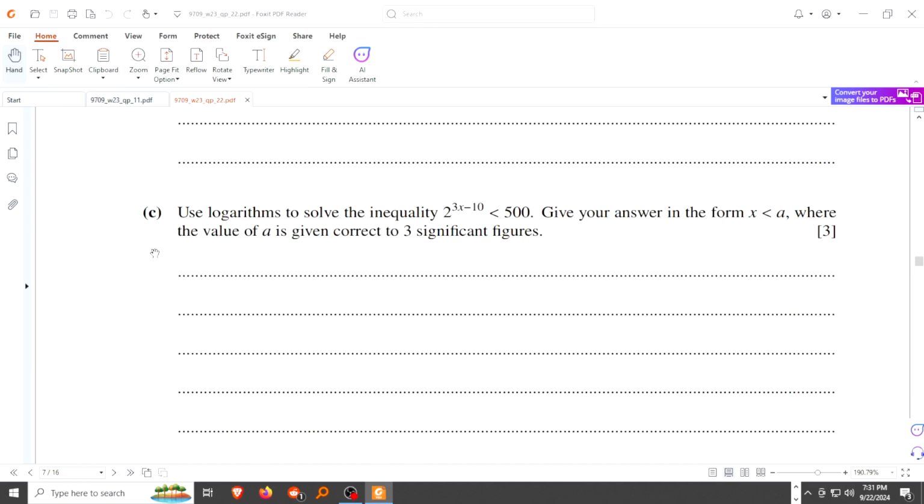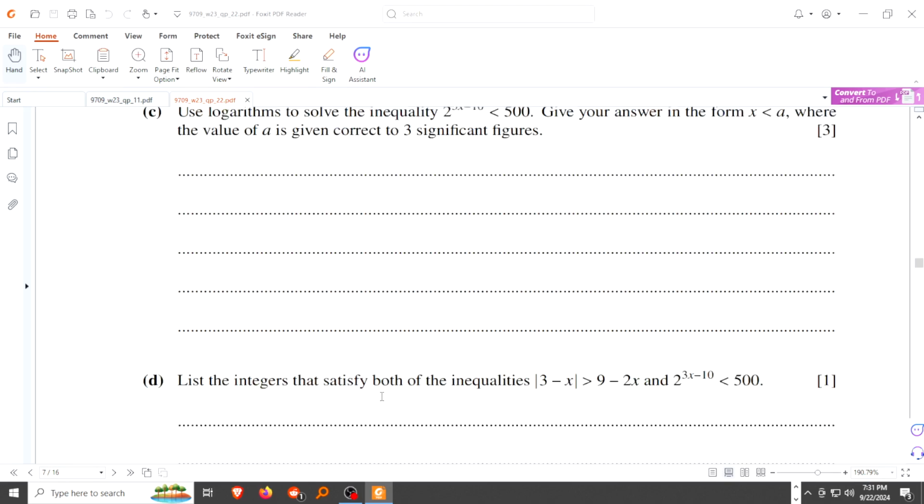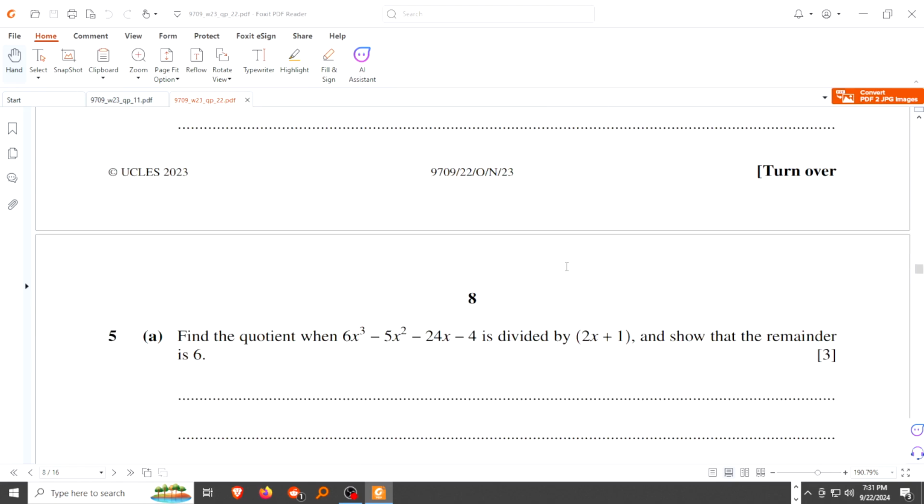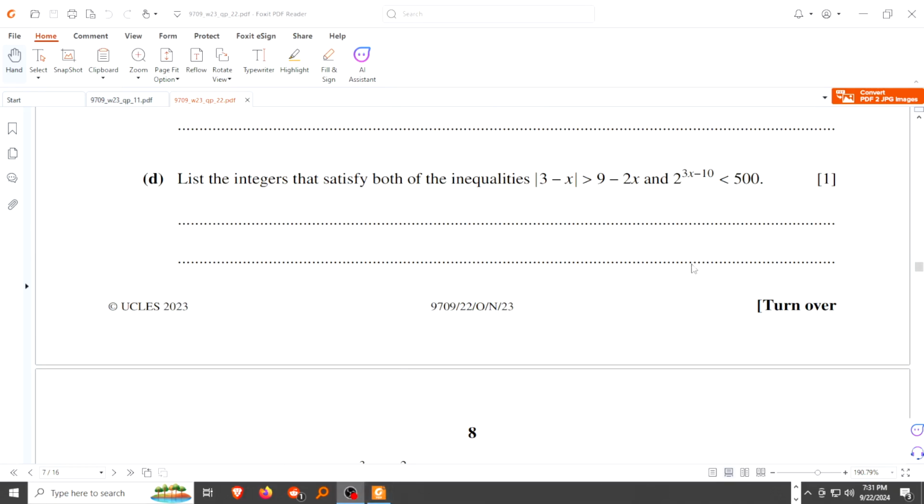That's 3 marks. Then part C: use logarithms to solve the inequality 2 raised to the power 3x minus 10 is less than 500. Give your answer in the form x is less than a, where the value of a is given correct to 3 significant figures. That's 3 marks. Part D: list the integers that satisfy both of the inequalities. The first inequality is modulus of 3 minus x greater than 9 minus 2x, and also 2 raised to the power 3x minus 10 is less than 500. That's 1 mark. So that's the question of interest, and straight away we move to the solution.